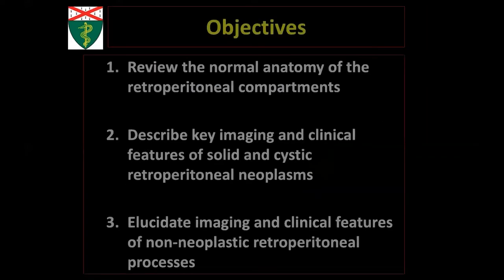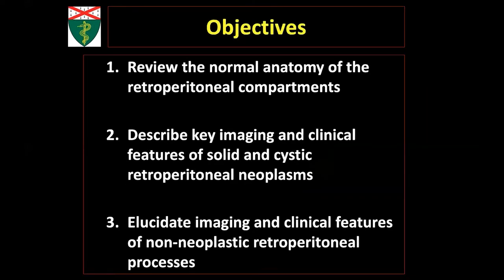We have a couple of objectives that hopefully you'll be able to obtain at the end of this hour. The first is you'll be able to review and explain the normal anatomy of the retroperitoneal compartments. Secondly, you'll be able to describe key imaging and clinical features of both solid and several cystic retroperitoneal neoplasms. And we'll finish off by talking about imaging and clinical features of some non-neoplastic retroperitoneal processes.